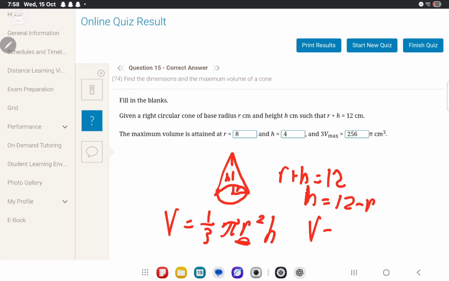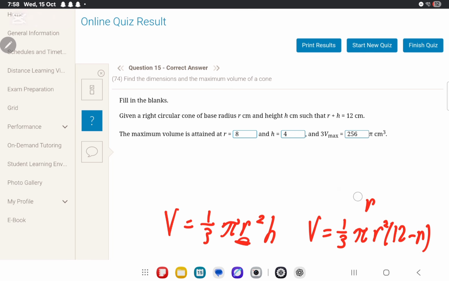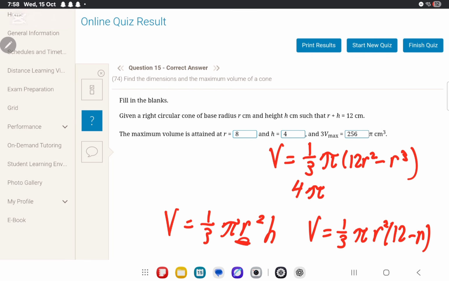So V is equal to 1 over 3 pi r into r squared into 12 minus r, right? So let's simplify this. V is equal to 1 over 3 pi into 12 r squared minus r cubed. Why didn't I expand pi to begin with? Whatever. I'm expanding 1 over 3 pi now. 1 over 3 times 12, 12 over 3 is 4. So 4 pi r squared minus pi r cubed over 3.